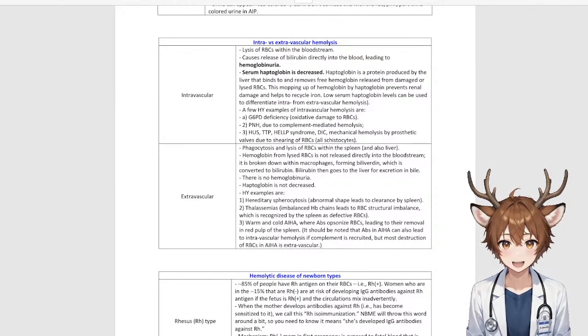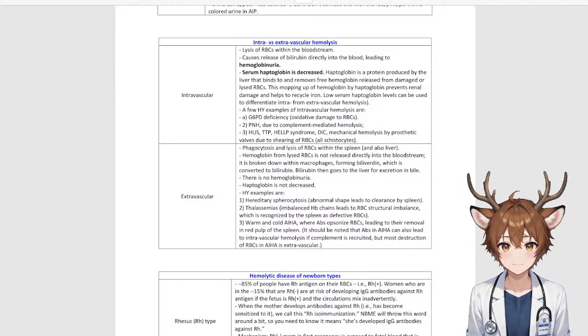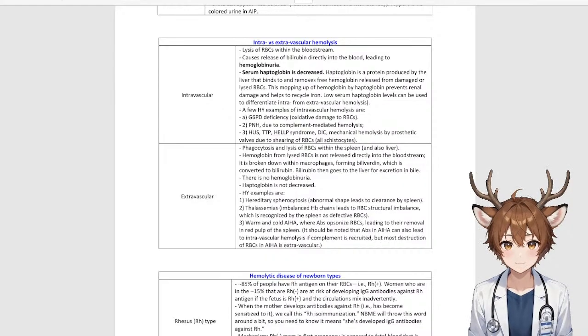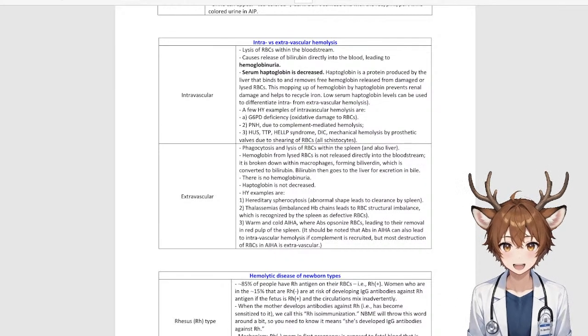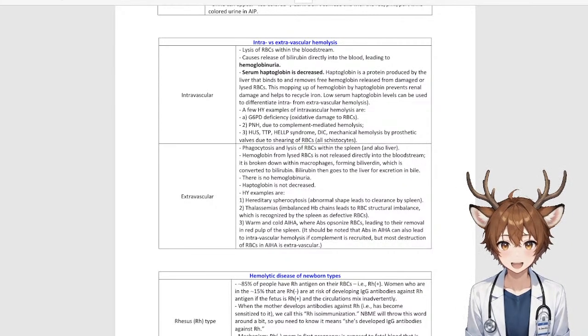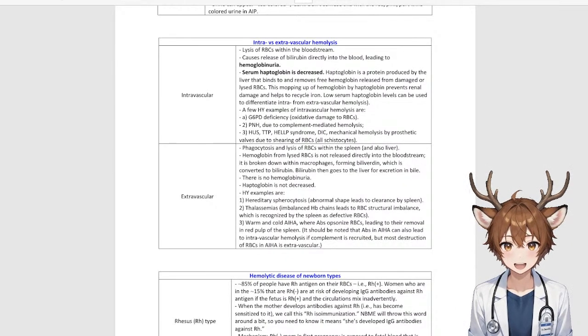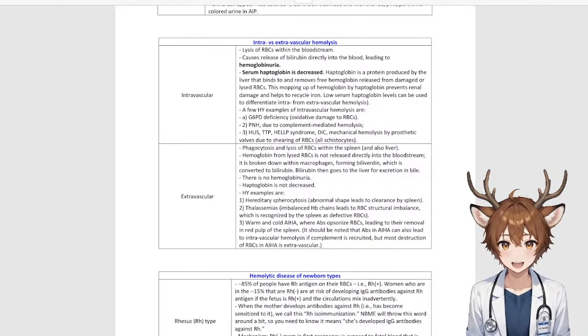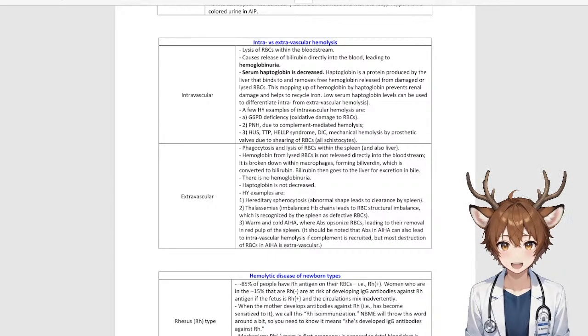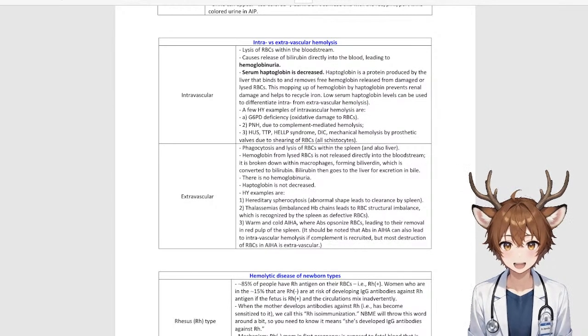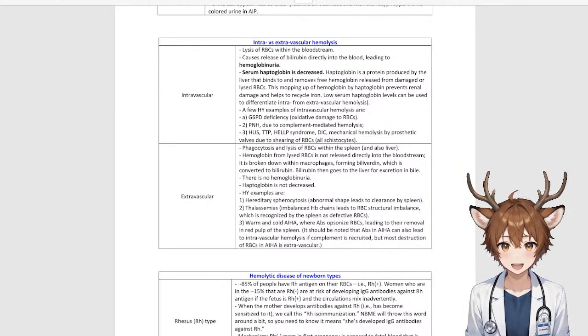What about intra versus extravascular hemolysis? Well, intravascular hemolysis, lysis of RBCs within the bloodstream, causes a release of hemoglobin directly into the blood, leading to hemoglobinuria. Serum haptoglobin is decreased. Haptoglobin is a protein produced by the liver that binds to and removes the free hemoglobin released from the damaged or lysed RBCs. This mopping up of the hemoglobin by haptoglobin prevents renal damage and helps to recycle iron. Low serum haptoglobin levels can be used to differentiate from extravascular hemolysis.